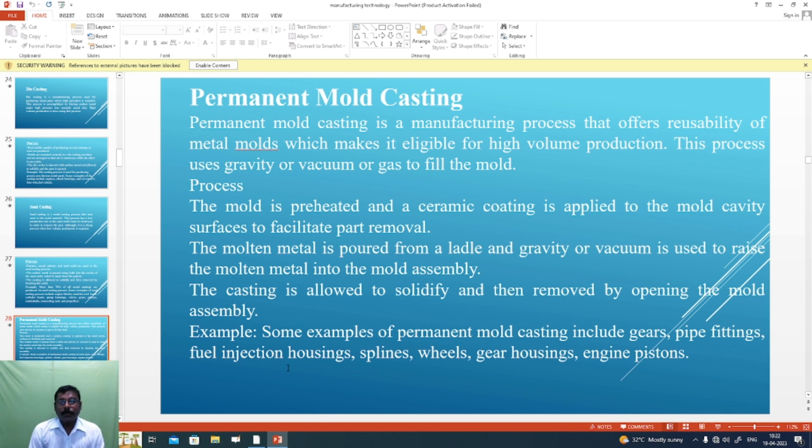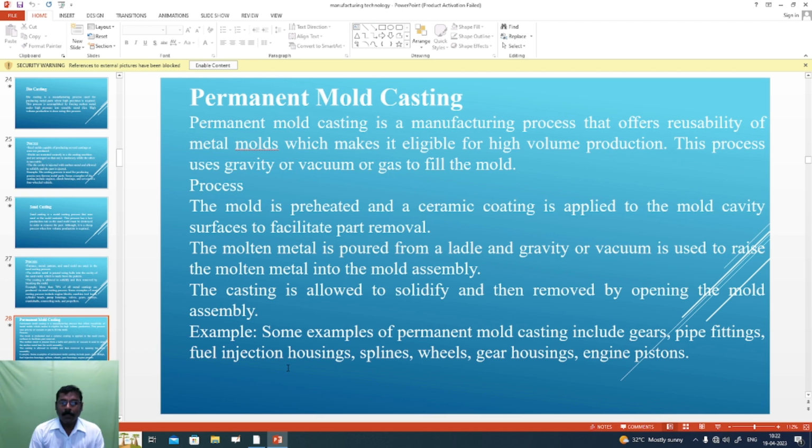The mold is preheated and a ceramic coating is applied to the mold cavity surfaces to facilitate part removal. The molten metal is poured from a ladle, and gravity or vacuum is used to raise the molten metal into the mold assembly. The casting is allowed to solidify and then removed by opening the mold assembly.